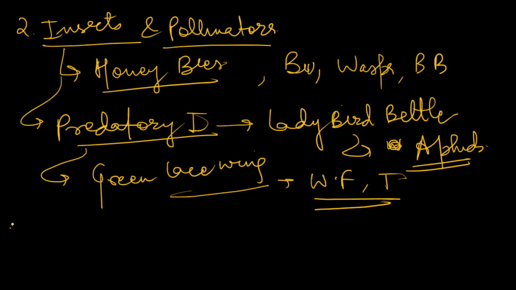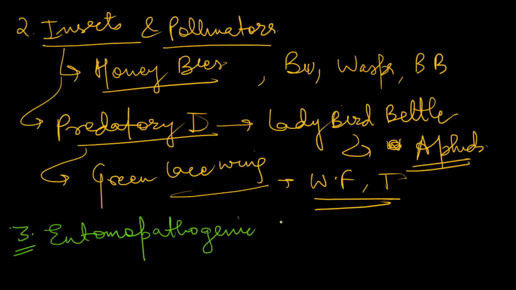You can also mention here about nematodes and other organisms. In other organisms, you can mention entomopathogenic nematodes. Here you can mention some soil-dwelling insect pests in crops like onion and potato. These are used in control of pests.